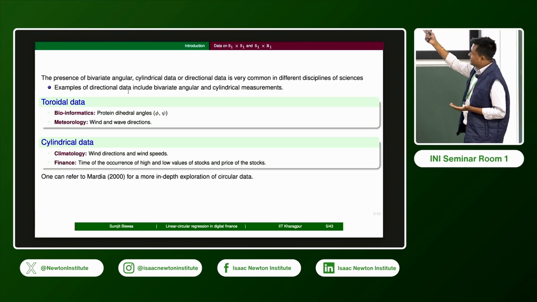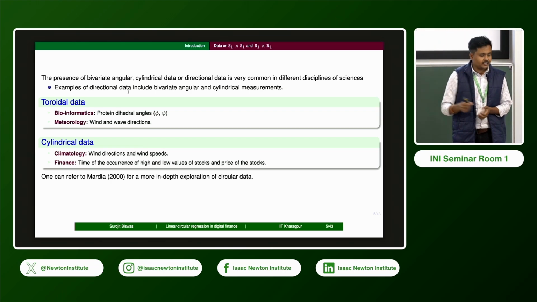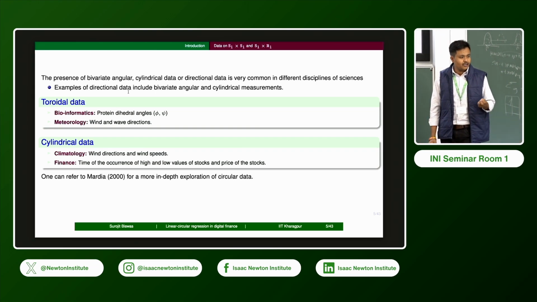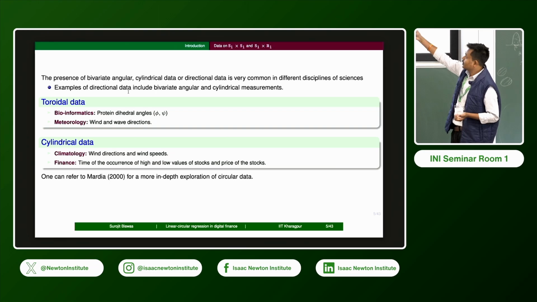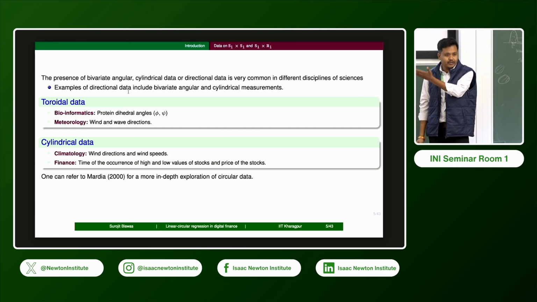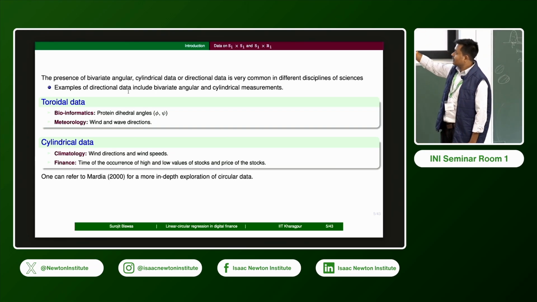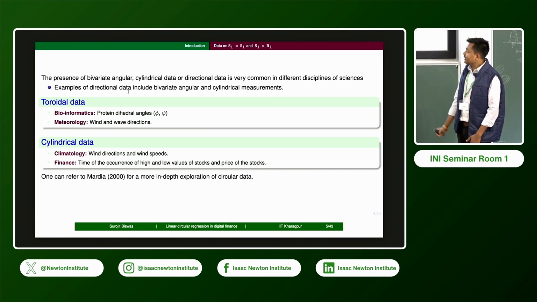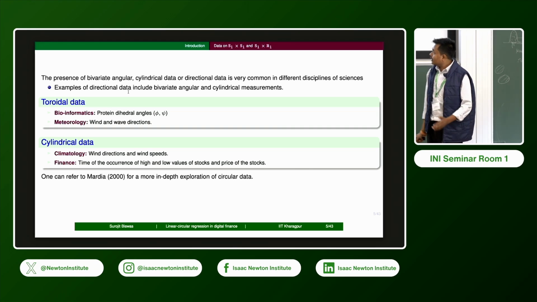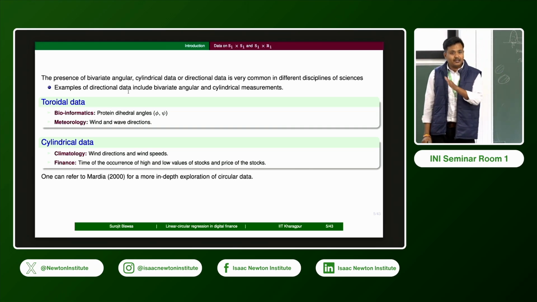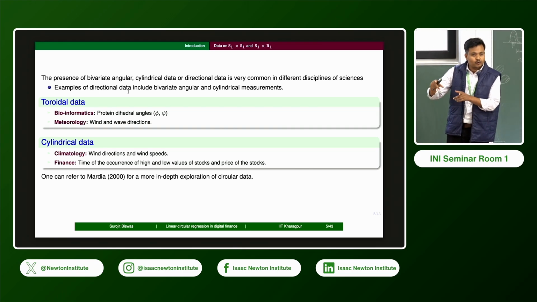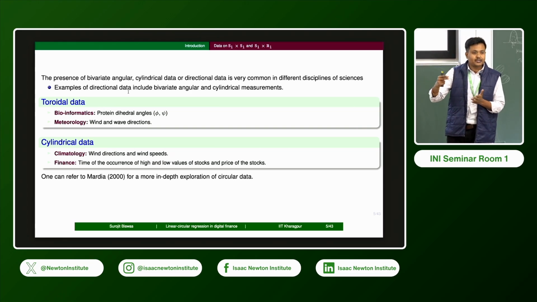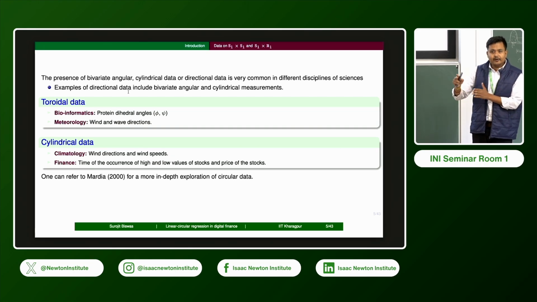This is the basic introduction of directional data. There are circular data, toroidal data, cylindrical data. For toroidal data, I have already mentioned bioinformatics, protein dihedral angles, and meteorology, wind and wave direction. For cylindrical data, in climate, wind direction and wind speed can be modeled as cylindrical data. Another is in finance, the time of occurrence of the high and low value of a stock, and the value. The time is represented as a circular random variable, and the values as a linear variable, so we get cylindrical data.